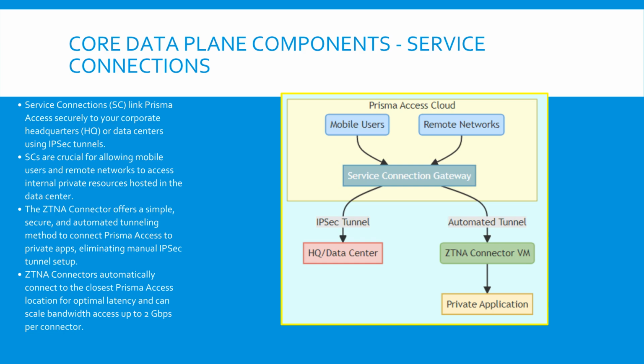Generally, service connections are used for internal traffic flows and are not intended for traffic egressing directly to the public internet, though traffic steering can modify this.